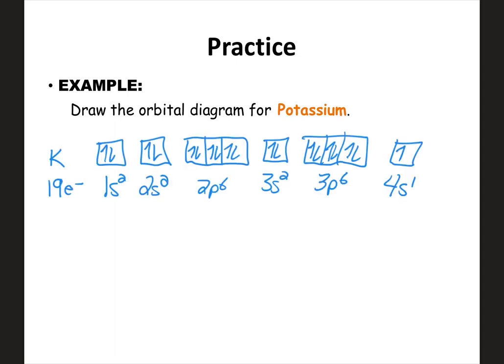So hopefully this is the answer you got for potassium. When you trace along your periodic table, you end with 4s1. Potassium is in the fourth energy level there. It's in the S, and there's just 1 till it gets to potassium. Again, if you count up all your electrons or total up all your superscripts, they should equal 19.